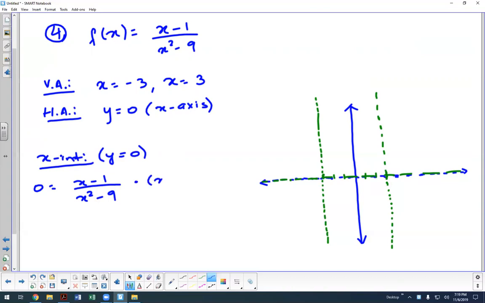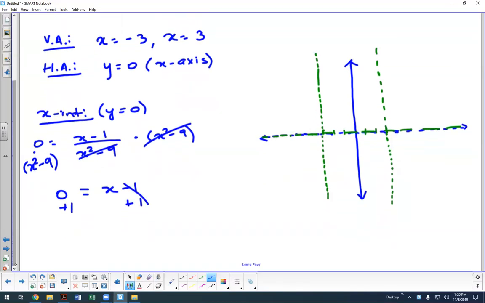So multiply both sides by x squared minus 9. On the right-hand side, they will cancel out. What happens on the left-hand side? 0. Yeah, 0 times anything is 0. What next? Add the 1. Yeah, add the 1 and that's your x-intercept. So x equals 1, which means at 1, 0, we have our x-intercept, which will be right here at 1, 0. Okay. Now, where will be our y-intercept?